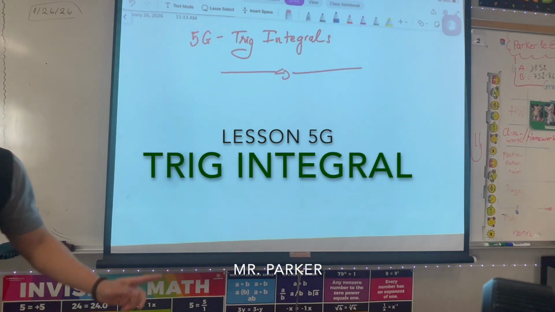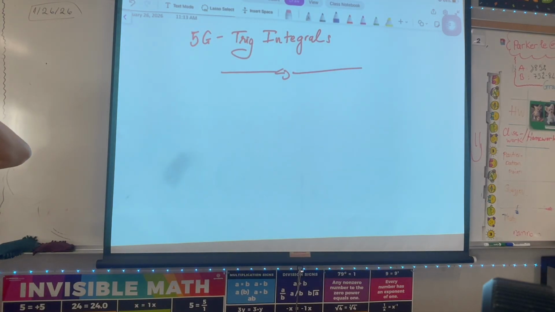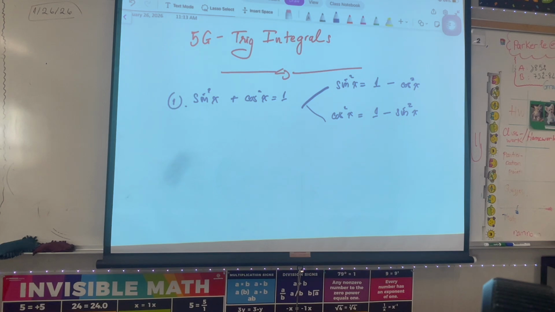So trig integral. That's the reason why I want you to review the trig identities. Let's pay attention here. What is sine square plus cosine square? One. Exactly. Sine square equal to 1 minus cosine square, and cosine square equal to 1 minus sine square, right? Okay, what else? What is the secant square minus tangent square? Secant square minus tangent square is also 1.